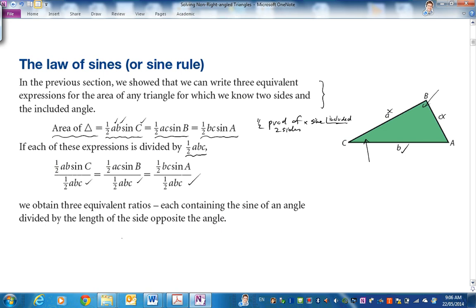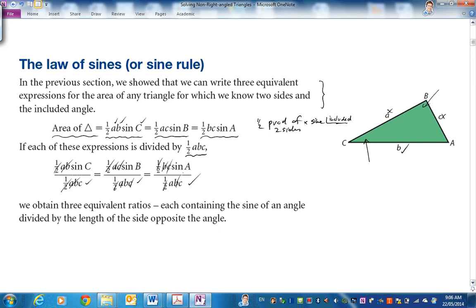And what do we get now? If we divide that, have a look, the halves go out in that one. You get sine c over little c. The halves go out, the a goes out, the a goes out, c goes out, c goes out. You get sine of angle b over little b. Can you see what's happening?